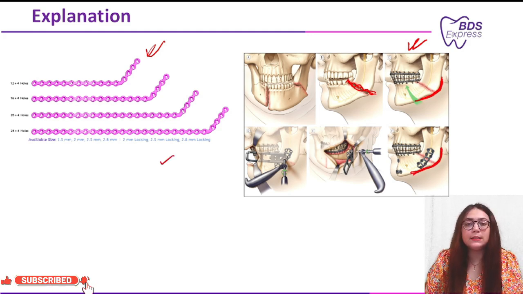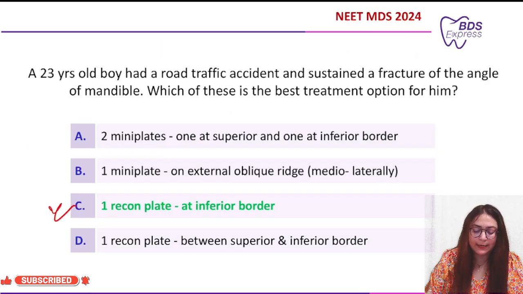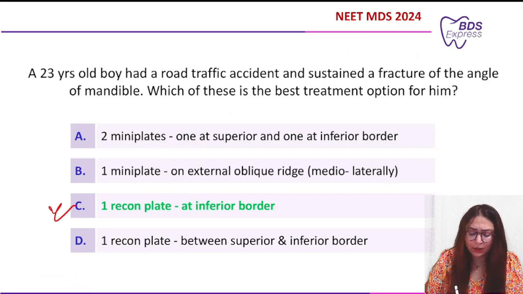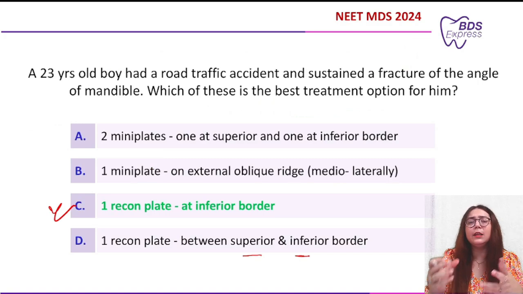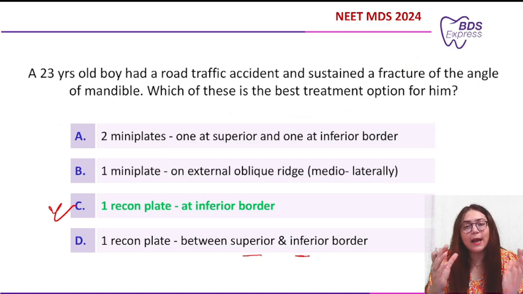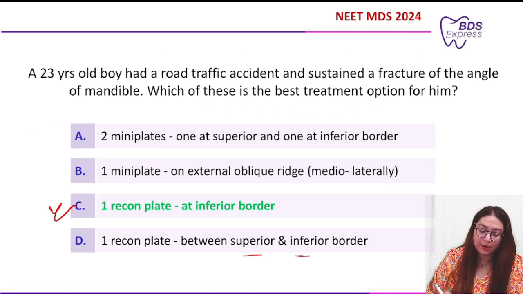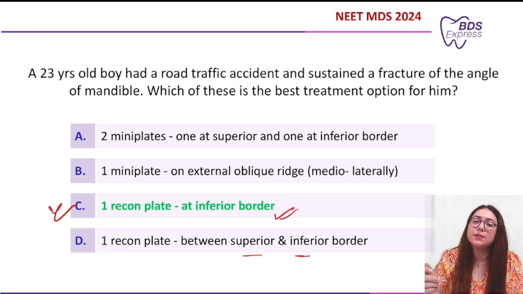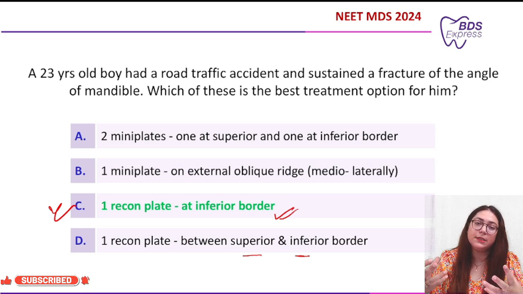So the correct answer is option C, 1 recon plate at the inferior border. Though you can give this also, but again the stability issue is there. For that purpose only, the most favorable option is this reconstruction plate at the inferior border of the mandible, because it provides stronger support and rigidity at this place, the angle of the mandible.